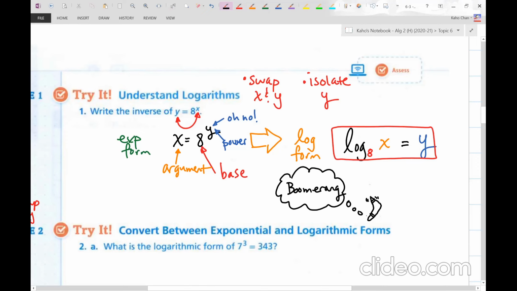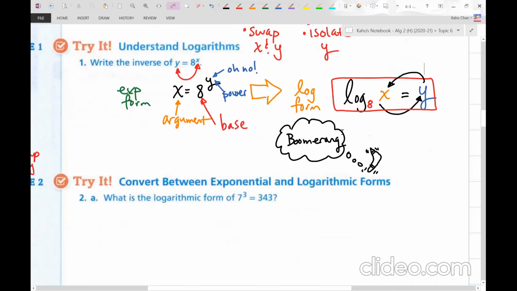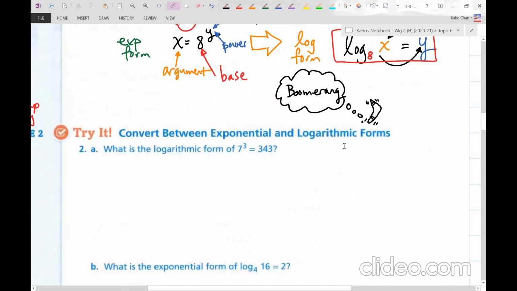All right, here's my sad attempt at drawing a boomerang. The 8 is the base being brought to the y power. So think of it, whoa! There's my boomerang being thrown across the equal sign. Eventually that boomerang will fly back. See what I'm doing? 8 to the power of y equals x. So that's a great way to memorize how to write down one form to the other, okay? So think of a boomerang, everybody.